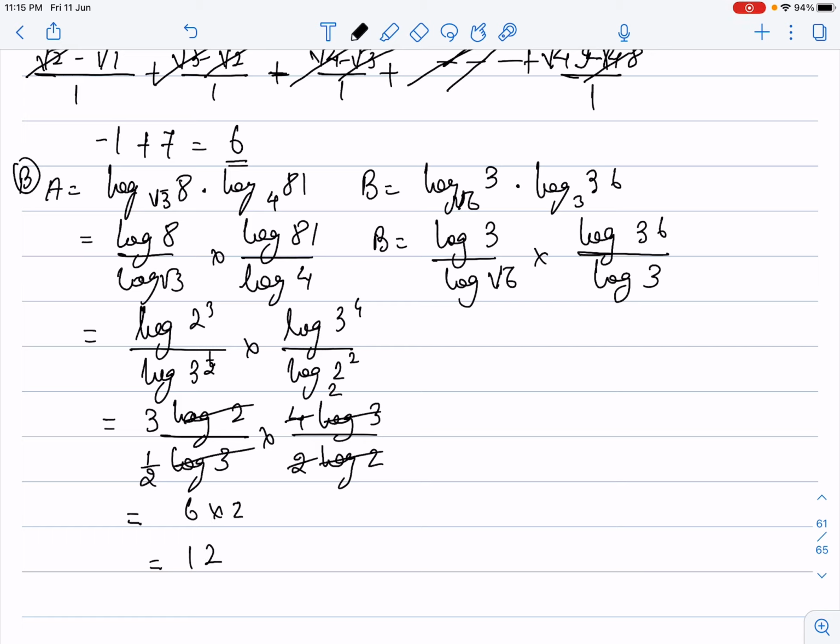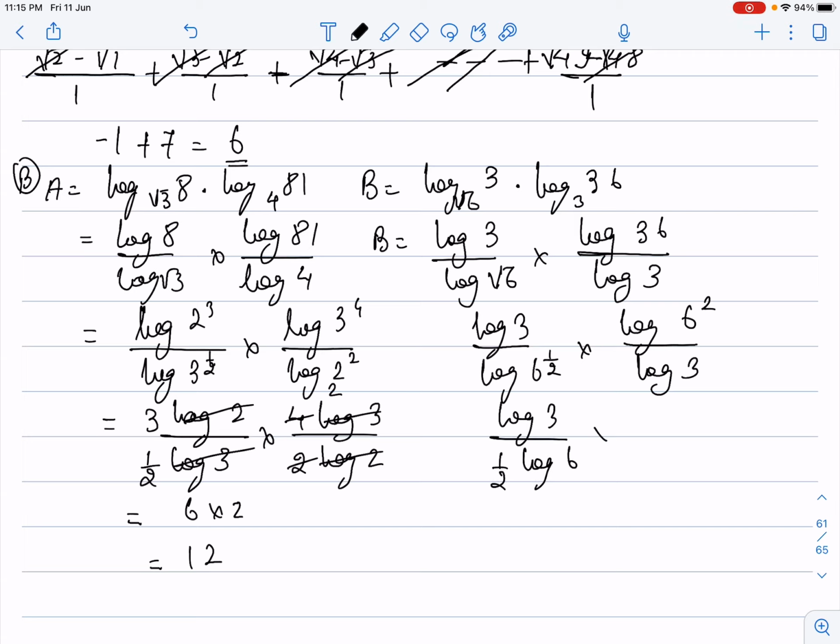Hope you guys would have got my point. Now let's proceed further and see the value of B over here. So we'll be getting log 3 divided by log 6 to the power 1 by 2, multiplied by log 6 square divided by log 3. Further proceeding, log 3 divided by 1 by 2 multiplied by log 6, multiplied by 2 times log 6 divided by log 3. So log 3 will be cancelled with log 3 and log 6 will be cancelled with log 6. So value of B will become 4 over here.